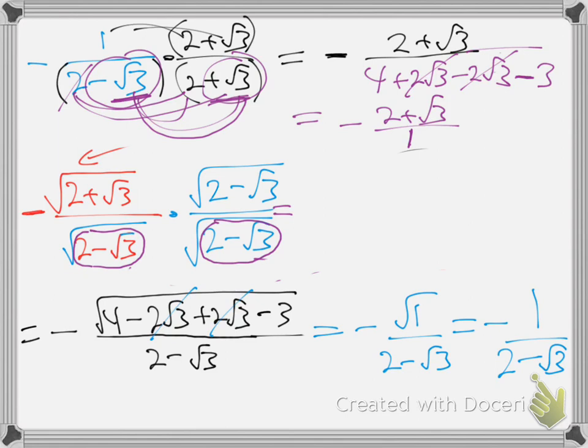We good there? It's over 1. Well, do we leave 1s in the bottom of fractions? No, it's considered unsimplified. We never leave 1s. So the answer is minus 2 plus root 3. Good work. All that work.